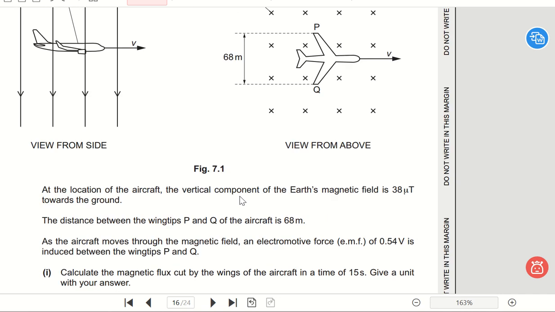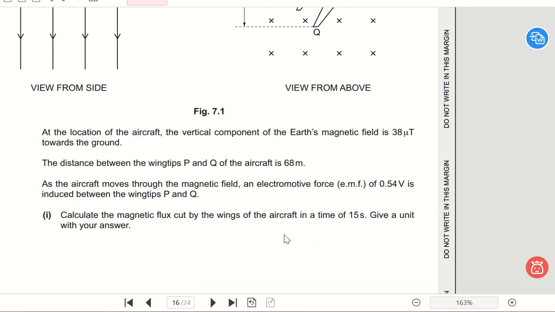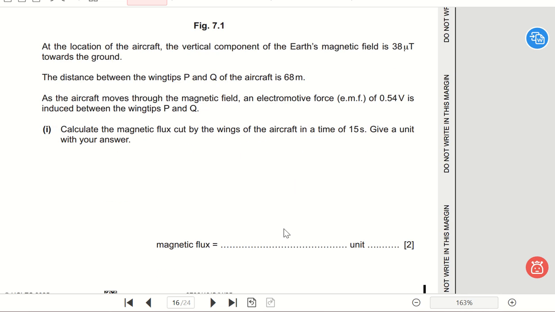The distance between the wing tips P and Q is 68 meters. As the aircraft moves through the magnetic field, an electromotive force of 0.54 V is induced between the wing tips. Calculate the magnetic flux cut by the wings in a time of 15 seconds. Give the unit with your answer.